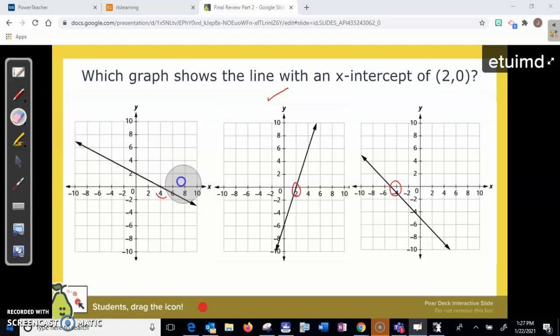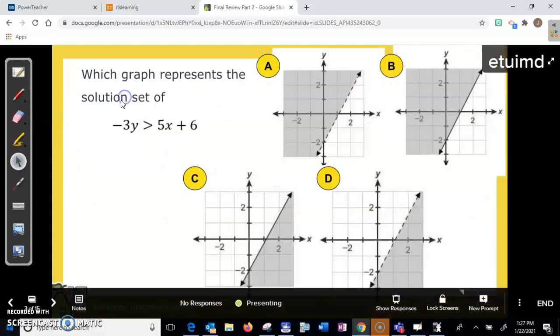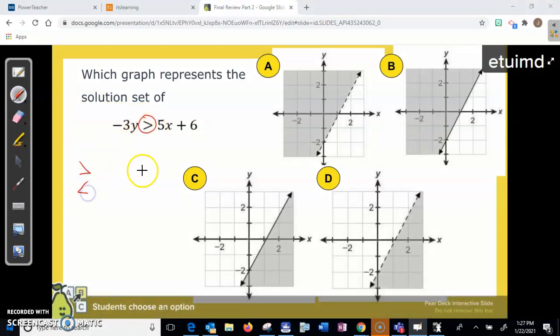Make sure I erase all this. Here we go. Next question. Now, this one. Two things you need to remember. The inequality. You have greater than, you have less than. You have greater than or equal to, less than or equal to. Whenever you see greater than, you're thinking of a dashed line. Whenever you see equals to, solid line. Since it is not a solid, you eliminate B, eliminate C. You're left with A and D.